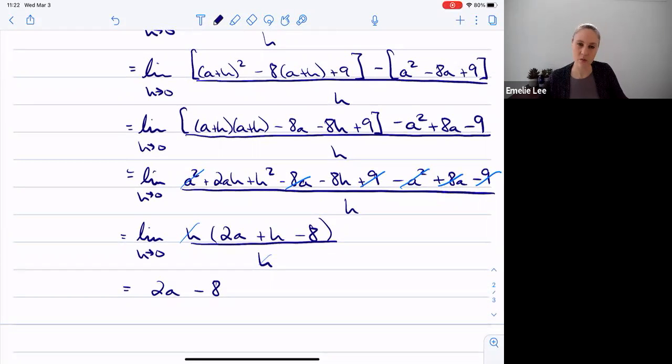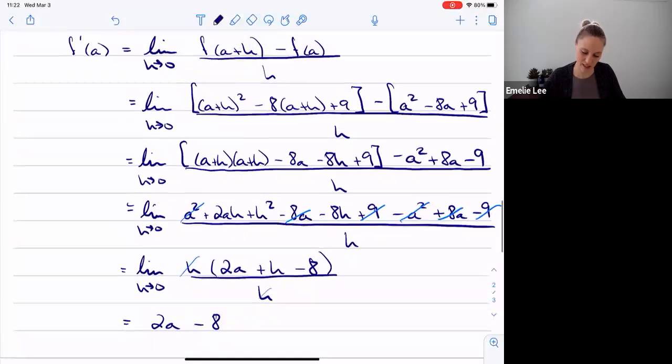Right, what we've found is the slope of the tangent line, because remember, the derivative of f at a is going to be the slope of the tangent line at some point a. So now, regardless of what value of a I put in here, I'm able to calculate the slope of the tangent line at any value of a. And that's going to be really useful, right?